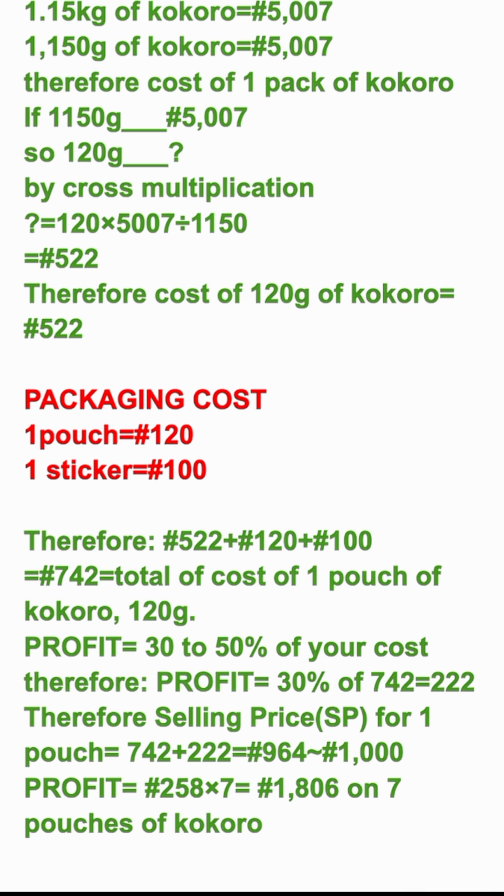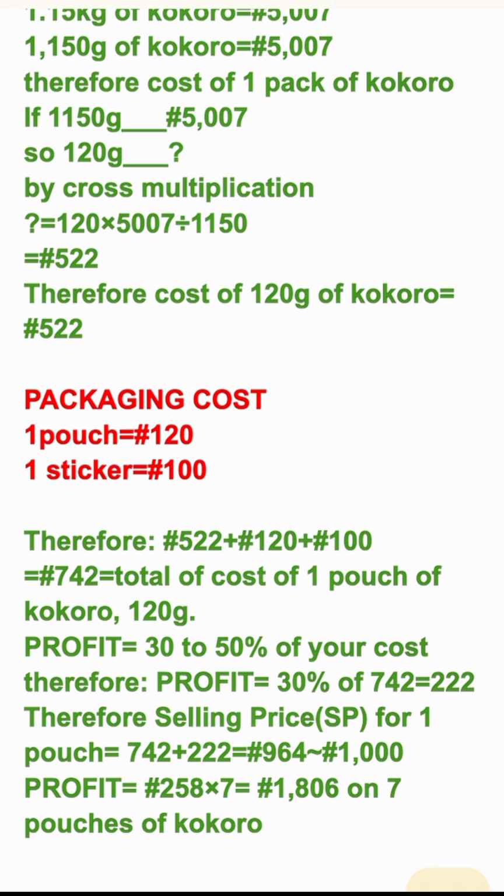So your profit now is what? Your profit now is 258 naira. Now if you sell one pouch for 1000 naira, that means you made a profit of 258 naira on one pouch of corn stick.